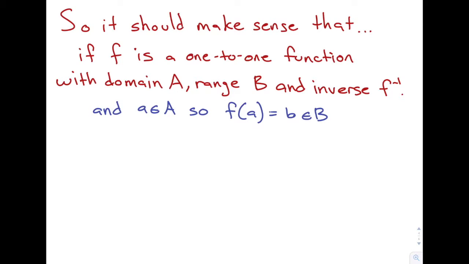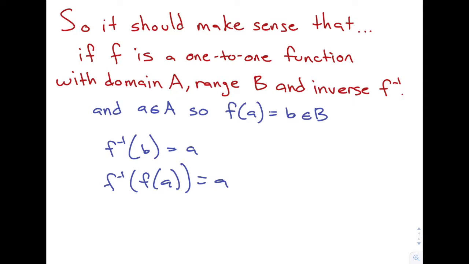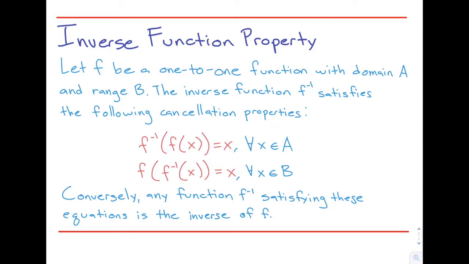So then it should make sense that if f is a one-to-one function with domain A, range B, and inverse f inverse, and we have some little a in the domain big A, so f of a equals little b in the range B, that we could say f inverse of b should equal a, right? In other words, f inverse of f of a equals a. Since b equals f of a, if I plug f of a into f inverse, I should just get a back out. And this is a novel property of inverse functions.